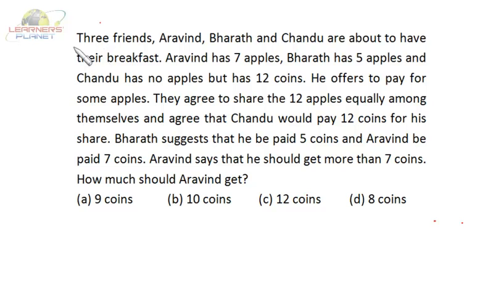Now we see an interesting problem. Three friends, Arvind, Bharat, and Chandu, are about to have their breakfast. Arvind has 7 apples, Bharat has 5 apples, and Chandu has no apples but 12 coins. He offers to pay for some apples. They agree to share the 12 apples equally among themselves. That means 4 apples each of them.